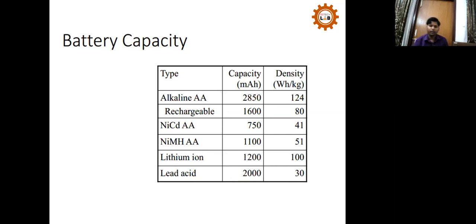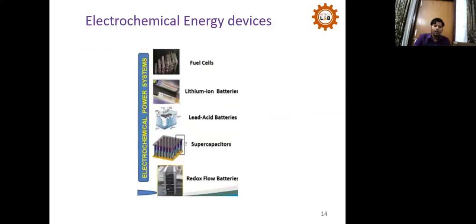Based on our requirement, we choose which battery will be suitable, because if you use different materials in batteries, the capacity and energy density will be different. As I already mentioned, what we mostly use with renewable energy systems are electrochemical energy devices, whether it is a fuel cell, lithium ion batteries, or lead acid batteries. Any kind of battery, fuel cell, supercapacitor, or redox flow battery is among the combinations being used.